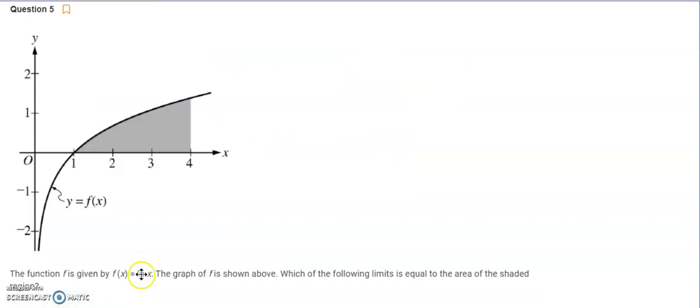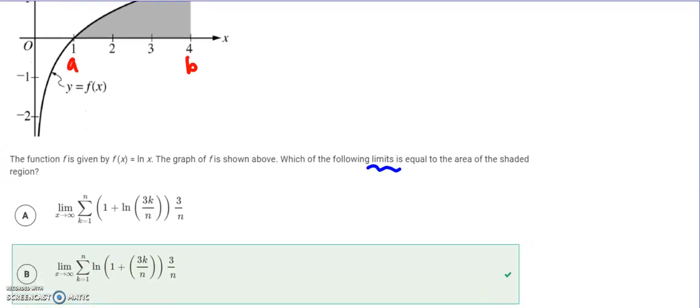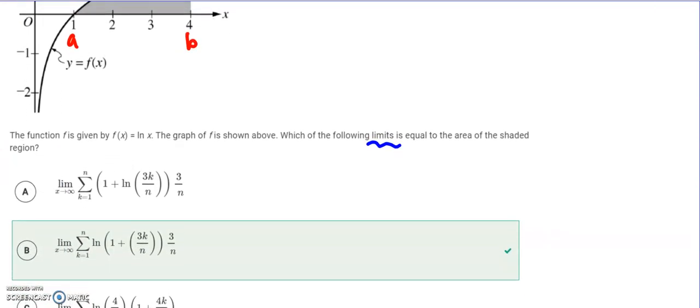All right, question 5. The function f is given by the natural log. The graph of f is shown above. Which of the following limits is equal to the area of the shaded region? So thinking about the area of the shaded region, we have a, which is 1, and we have b, which is 4. And we are summing up an infinite number of rectangles from 1 until 4.